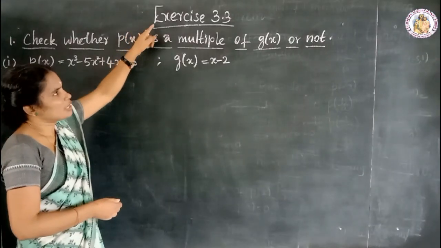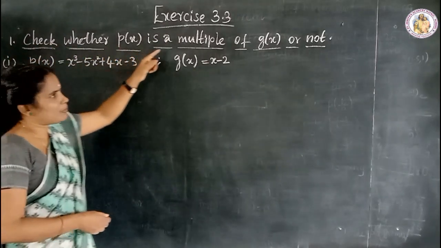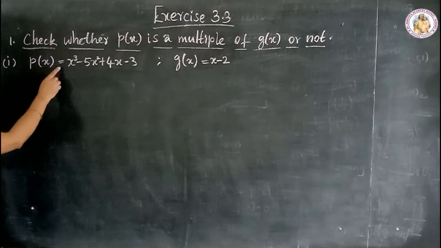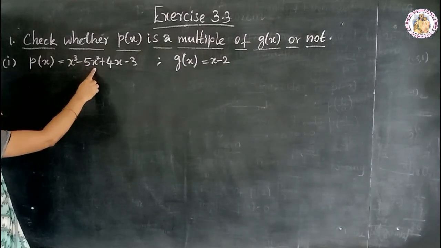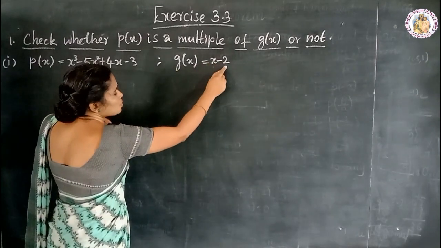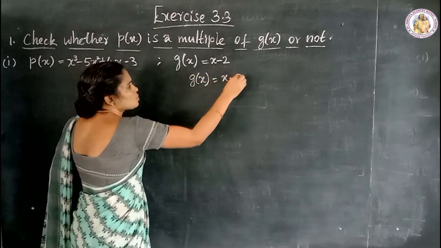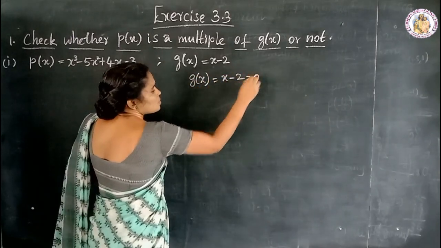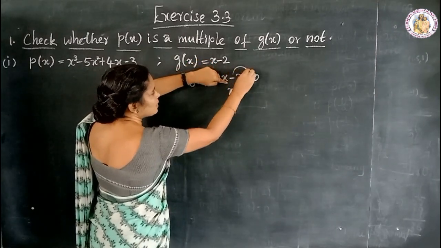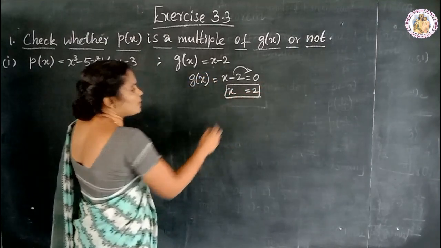Now let us move on to exercise 3.3. Question number 1: check whether p(x) is a multiple of g(x) or not. Sub-question 1: p(x) is equal to x cube minus 5x square plus 4x minus 3 and g(x) is equal to x minus 2. Taking g(x) equal to 0, x minus 2 is 0, and while 2 goes to the right side it becomes plus 2, so x is equal to 2.